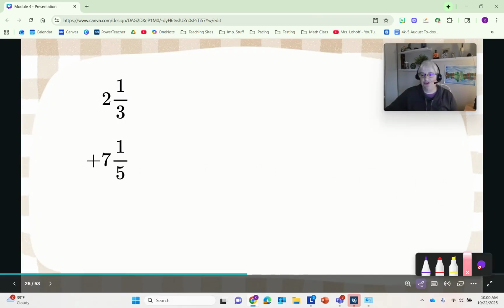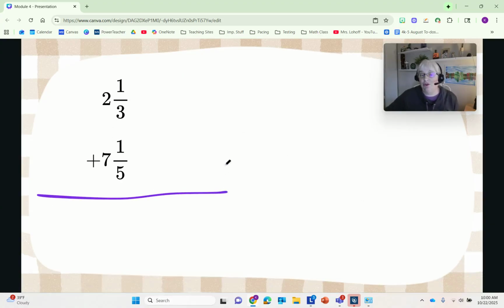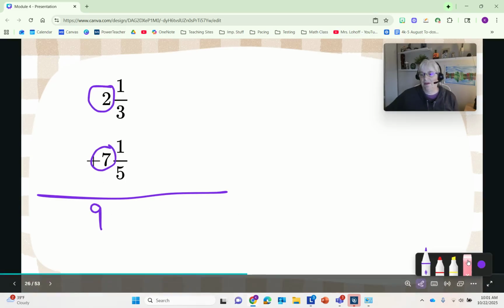Here we have 2 1/3 plus 7 1/5. Pause the video, try it yourself. First thing we do is look at our whole numbers, 2 and 7. 2 plus 7 is 9. I'm going to erase that just so that it's cleaner as we work ahead. Now we're going to add our fractions. We have 1/3 plus 1/5.